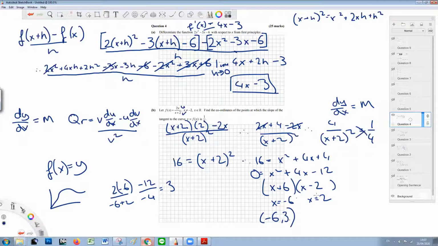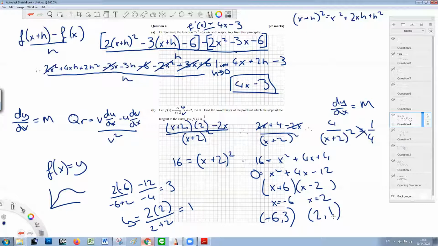And my other point is x is equal to 2. So y is equal to 2 times 2 over 2 plus 2. So that's going to be 4 over 4. So that's going to be 1. So my other point is 2, 1.